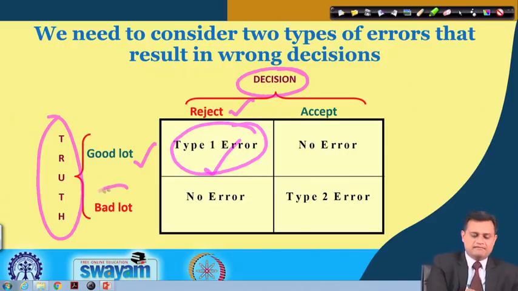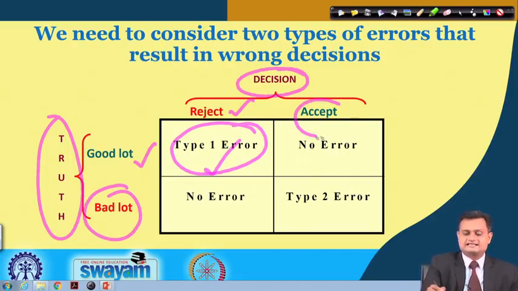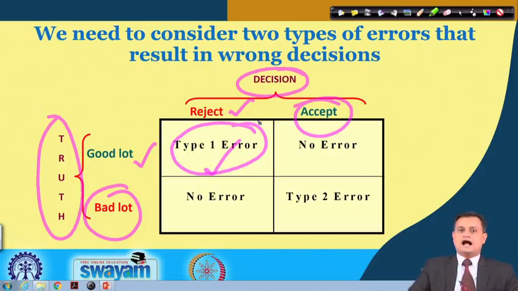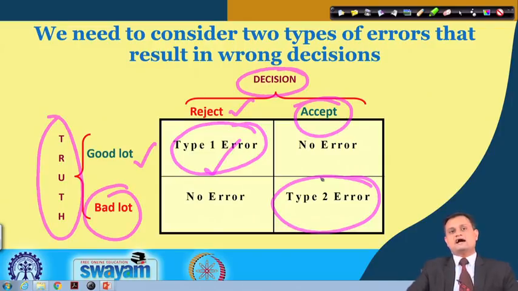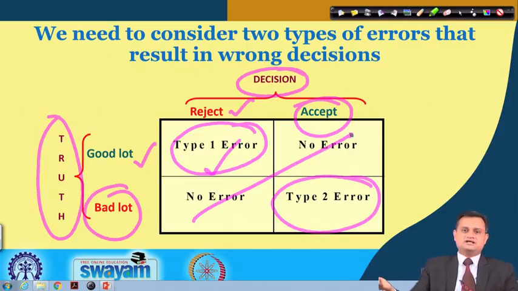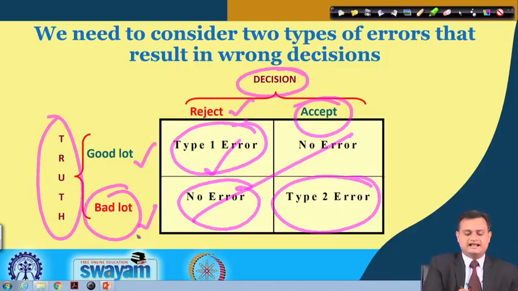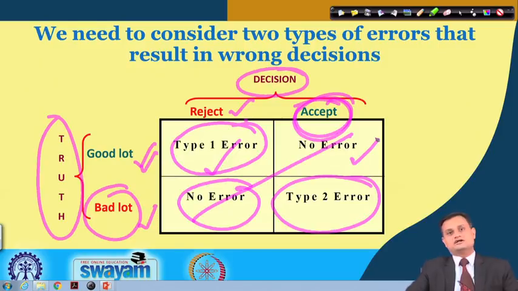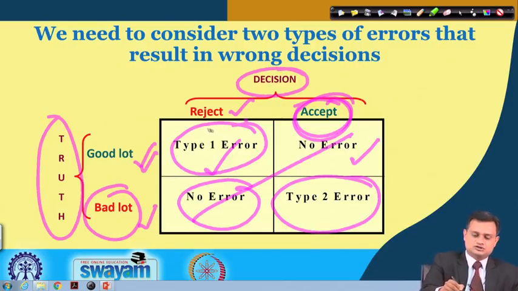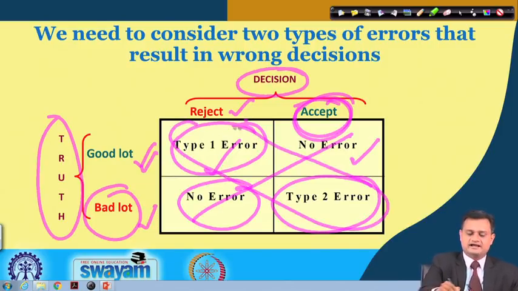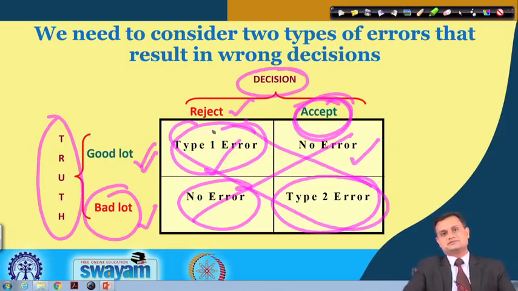Now I have a bad lot and I accept. So I as a consumer am at risk, and this is called consumer's risk or type 2 error. And if you see this diagonal, my decision and the truth are matching. When I say bad lot, I reject, so no error. When I say good lot and I accept, it is the no error zone. So these are the 2 points which are of my concern, and that really creates the problem.